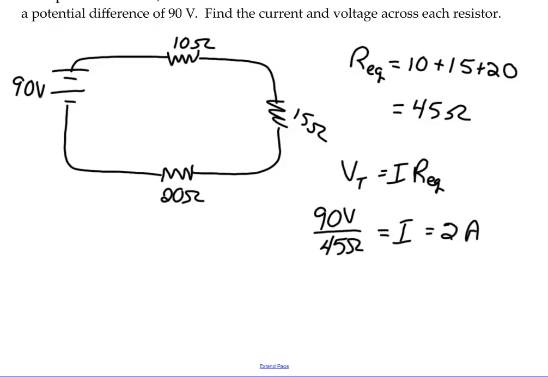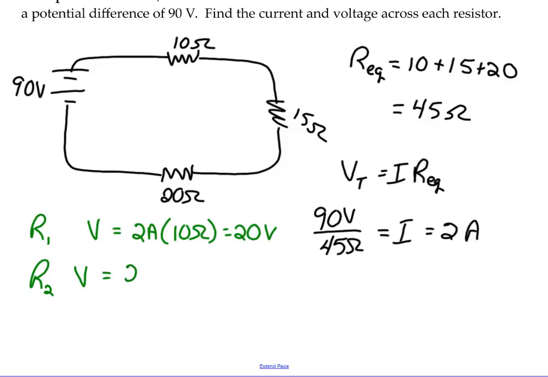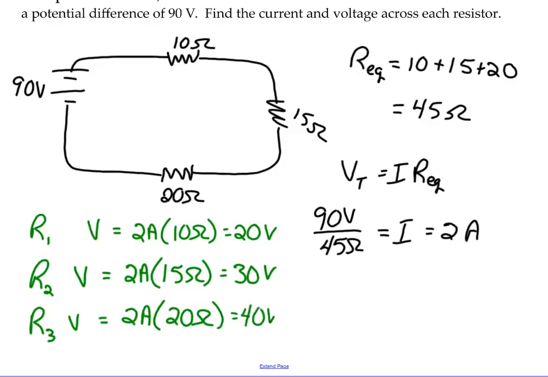So for resistor 1, the voltage is going to be the 2 amp current times the 10 ohm resistor, or 20 volts. For resistor 2, the voltage across it is going to be, again, the 2 amp current times the 15 ohm resistance, and we get 30 volts. Our third resistor voltage is, again, 2 amps of current times 20 ohms of resistance, which is 40 volts.